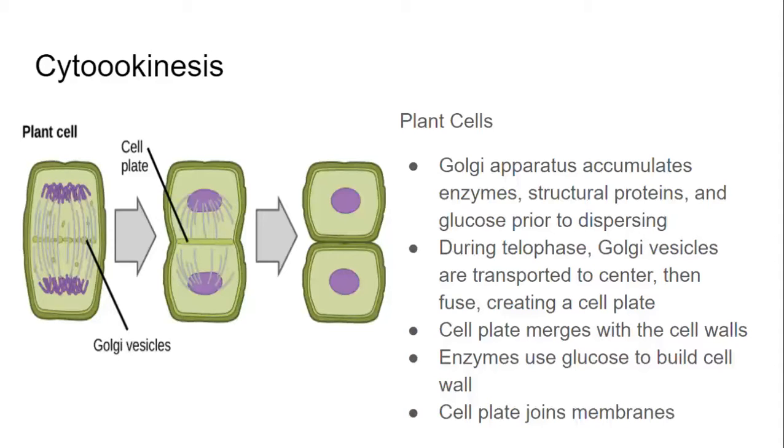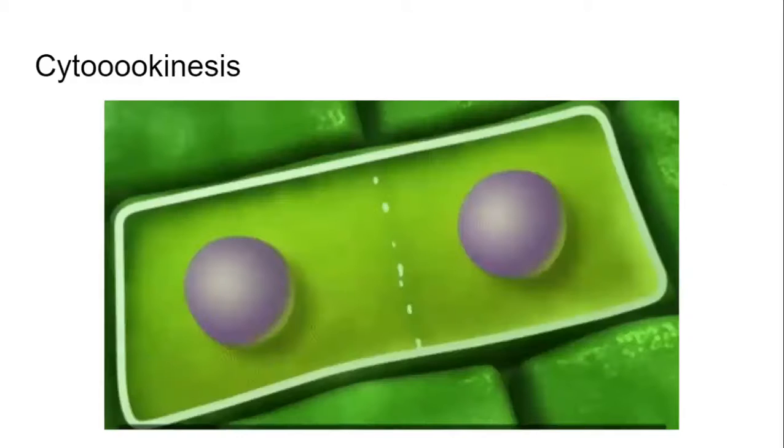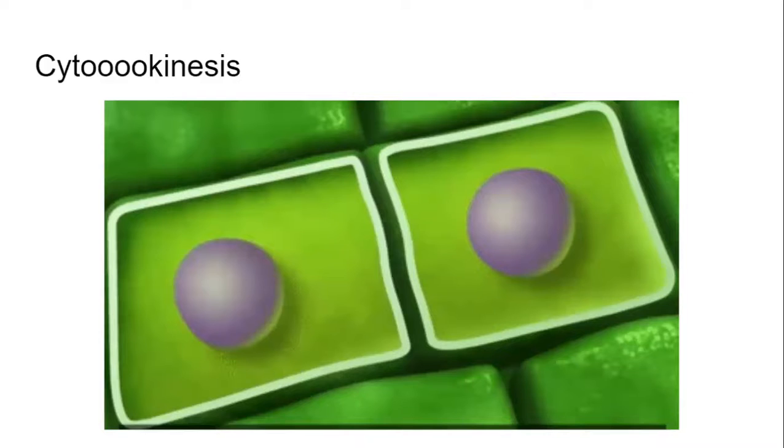Once that happens, enzymes begin to use the glucose in the cells to build up cell walls. And this happens in between the cell plate. And the cell plate actually becomes part of the membrane in the end. This image shows that. These are the vesicles gathering in the middle. Slowly they fuse together. I'll show that in a sec. And then the cell wall is created and it splits from the middle.